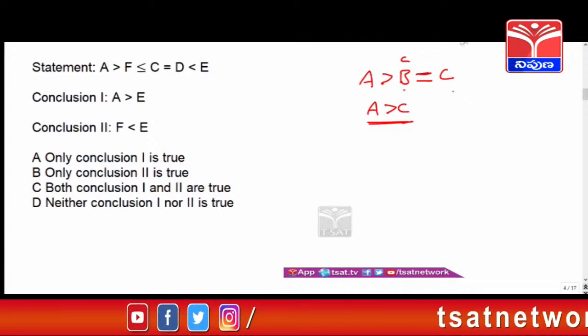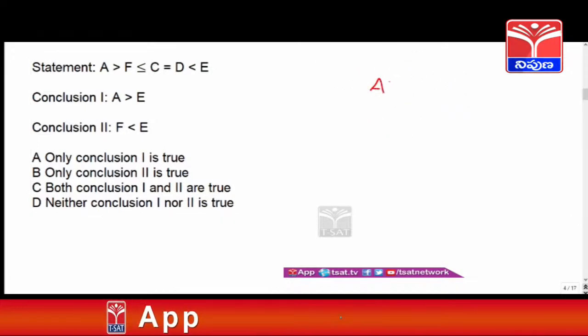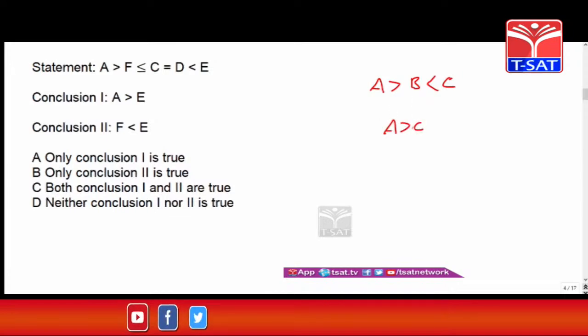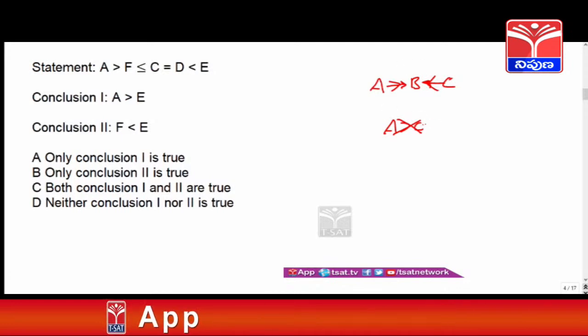Whenever, for example, the statement is A is greater than B and B is less than C, can we take the conclusion A is greater than C? Will it follow? No, because here A is greater than B, but in this case C is greater than B. So that is the reason this kind of conclusion can't be taken.